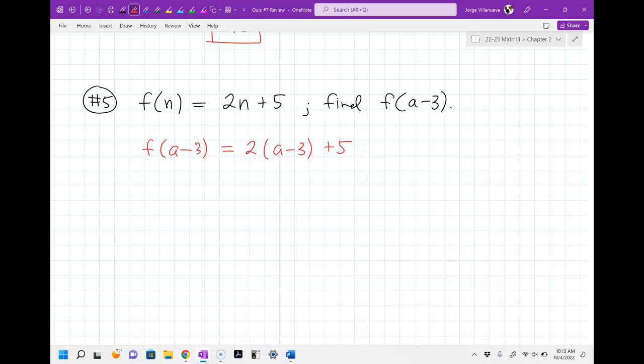Okay? So let's distribute. 2 times a, that's 2a. 2 times negative 3, that's negative 6. And I still have that plus 5. Okay? If you want to see the arrows, there you go. And then just combine. Negative 6 plus 5 gives me what? Negative 1. And I'm done. That's it. That's all I got to do.